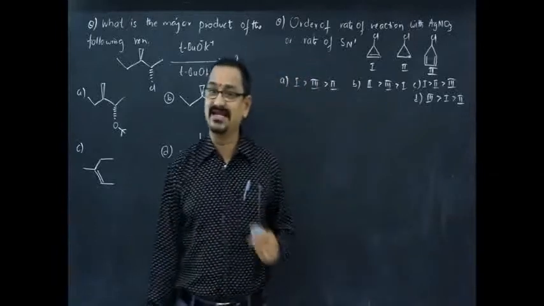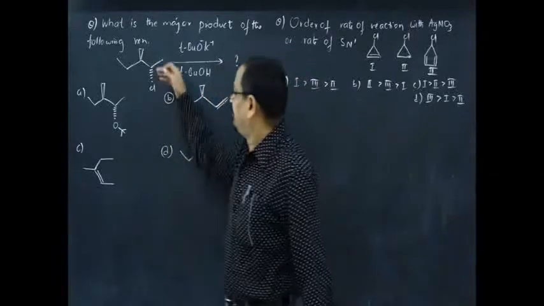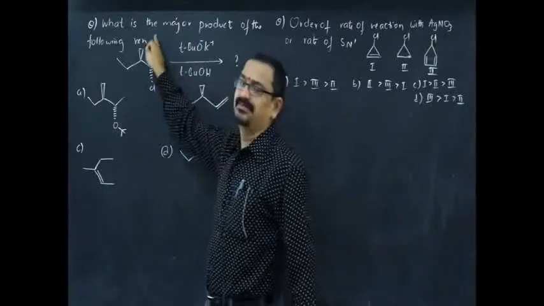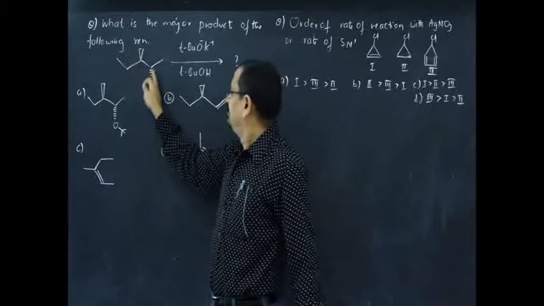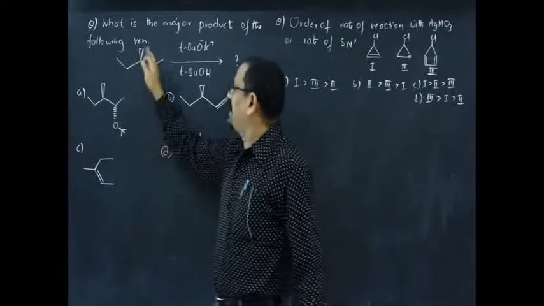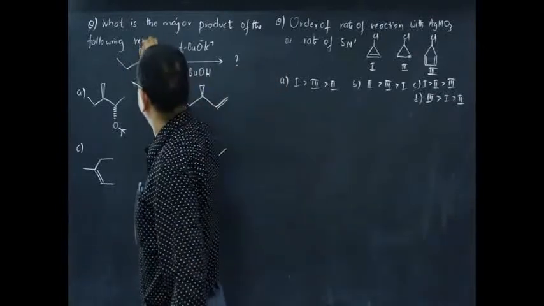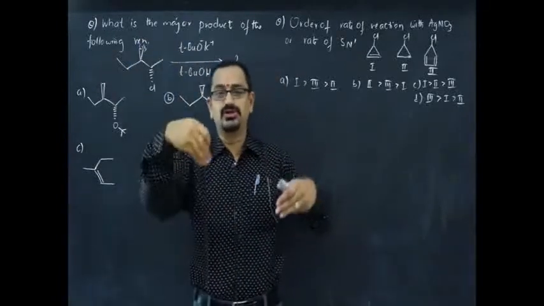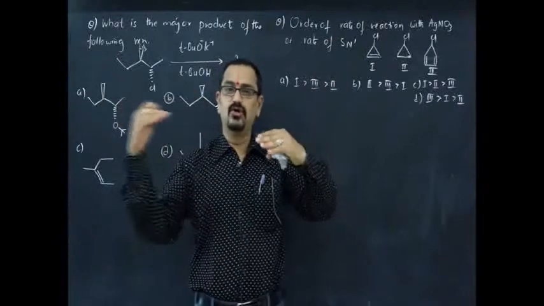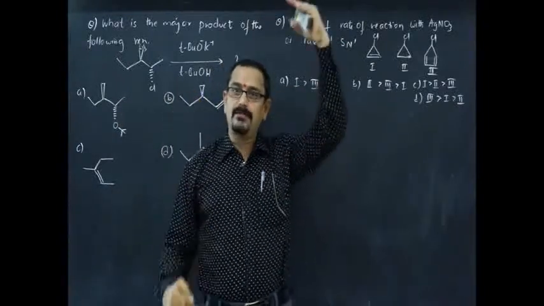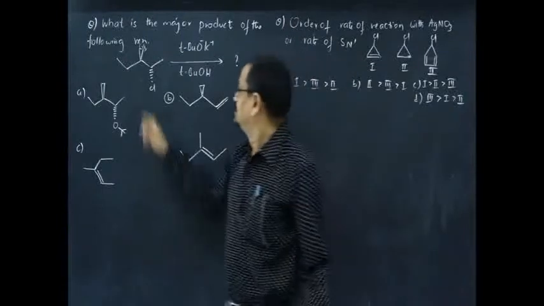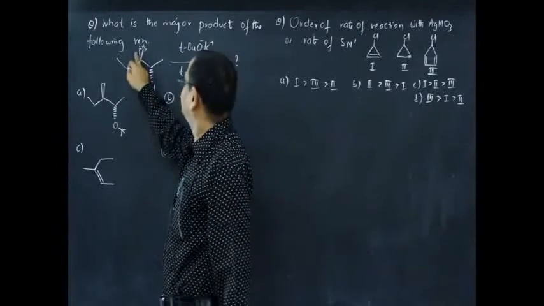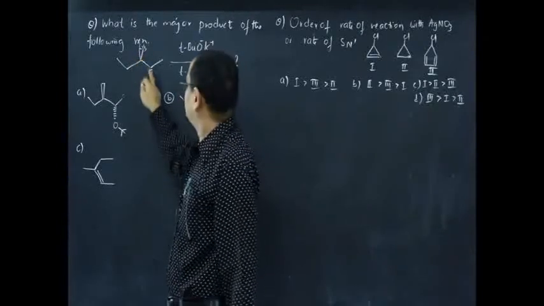E2 elimination is always anti-elimination, means what? The direction in which the leaving group is moving out, in its opposite direction the proton will always be removed. Leaving group and proton, this is methyl actually, it is not specified because it is a bond line notation. Leaving group and the beta proton should leave in opposite directions. Understood? So, this chlorine direction is given with a dash, whereas this is given with this symbol. So, these two are in opposite directions.